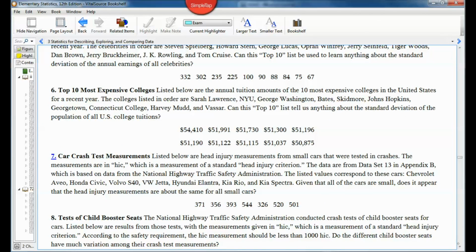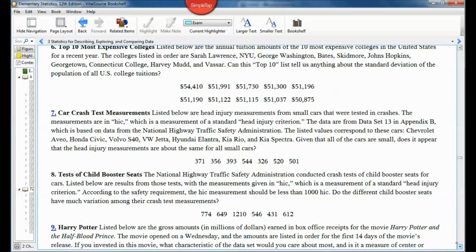I'm going to work number 6. The top 10 most expensive colleges. Listed below are the annual tuition amounts of the 10 most expensive colleges in the United States for a recent year. The colleges listed in order are Sarah Lawrence, NYU, George Washington, Bates, Skidmore, Johns Hopkins, Georgetown, Connecticut College, Harvey Mudd, and Vassar. Can this top 10 tell us anything about the standard deviation of the population of all U.S. college tuitions? Well, I can go ahead and answer that question.